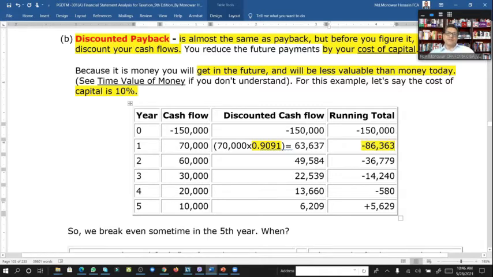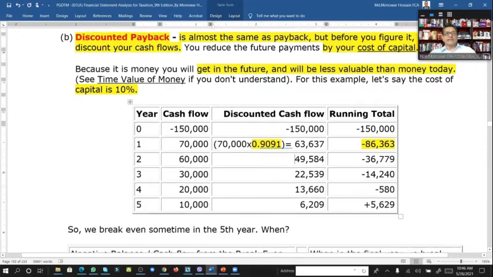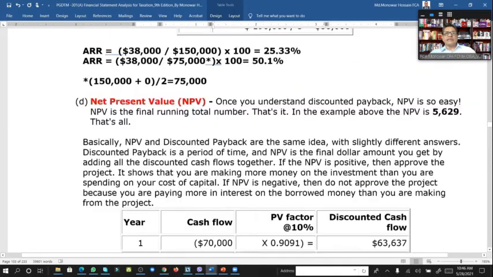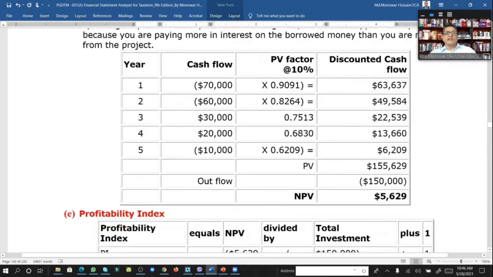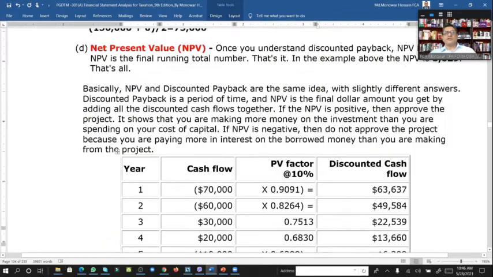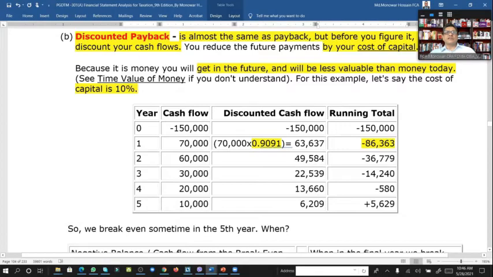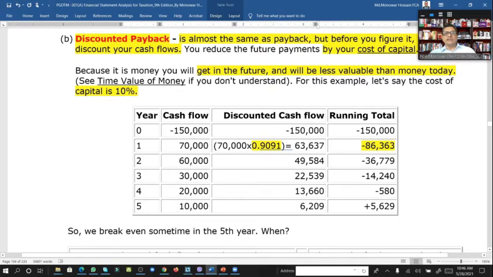we still require 86,363. And in the second year, our cash inflow is 60,000. If we adjust it, multiplying 60,000 by 0.8264, we get 49,584. So this 49,584, this one.